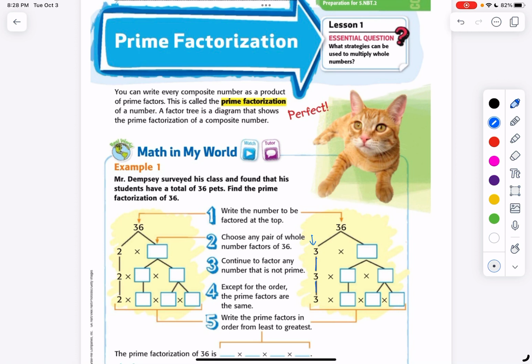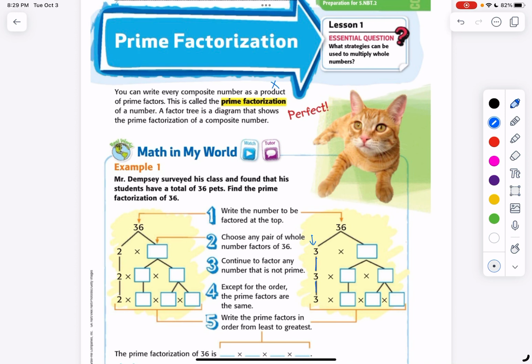We're thinking about prime factorization today as a strategy used to multiply whole numbers. So you can write every composite number as a product. Remember, product is the answer to multiplication of prime numbers, and this is called the prime factorization of a number.